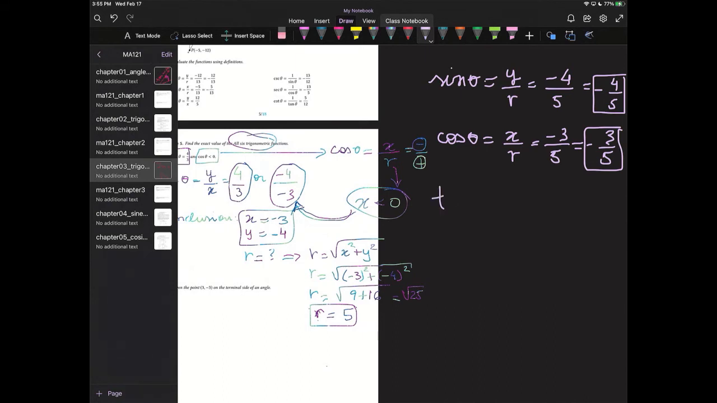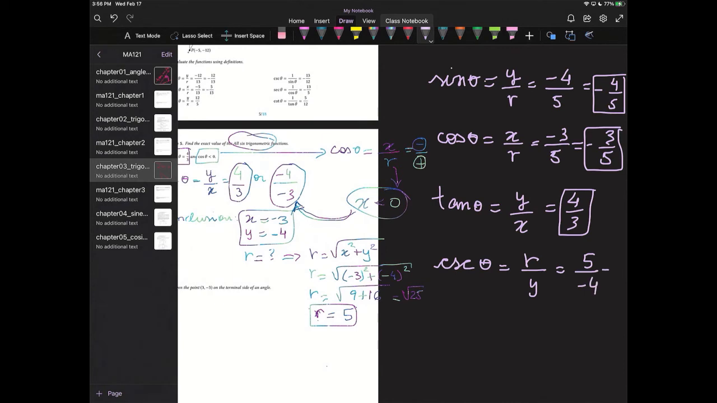Next, let's do tangent. Tangent is y/x. We already have that from the beginning. We know that's 4/3. So this one is just writing it there, but it's already basically given at the beginning. And now let's do cosecant, which is the reciprocal of sine, which means r/y. So we have 5/-4. So the result is -5/4.